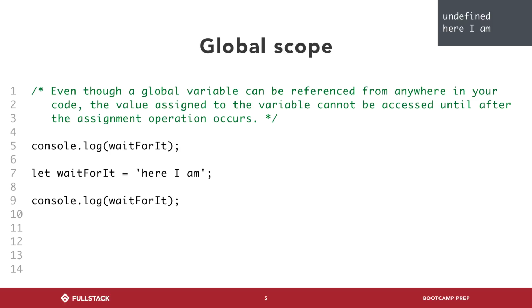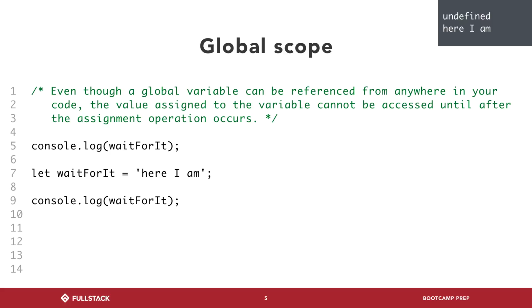When line 5 runs and we console log out wait for it, we get back undefined. Then line 7 actually runs. And when I say actually runs, what it means is we've already acknowledged that this variable exists, but now JavaScript actually says, okay, what is your value? And here we say the value is this string called here I am. So after line 7 runs, when we keep going down to line 9, when we print wait for it again, we're actually going to get this string called here I am.